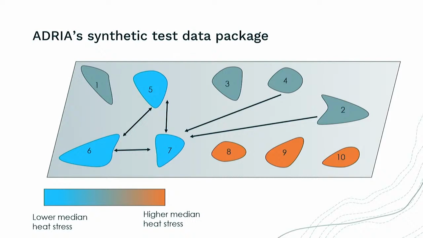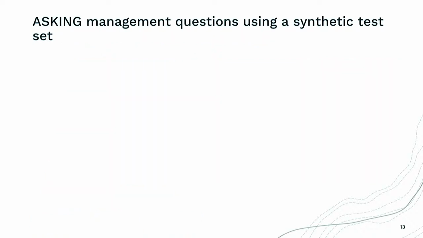So this is just one example, but we run many of these tests to check that our site selection algorithms are working as expected as we introduce changes. So now I'm going to use this 10-site test set to actually run through ADRIA to show you what some of the outputs look like.